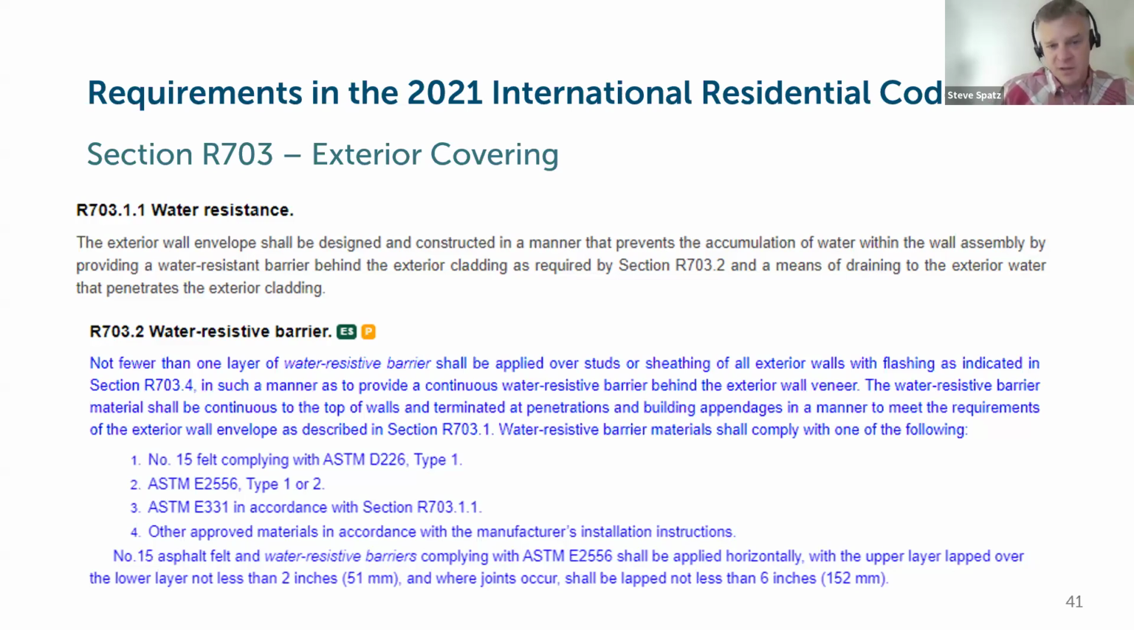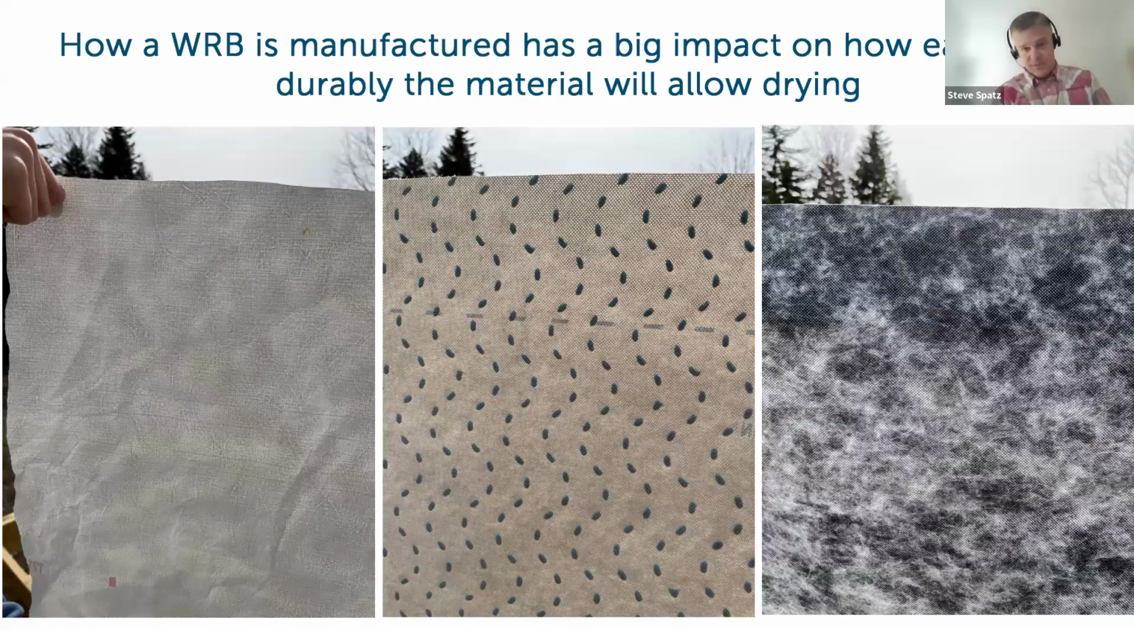15-pound felt is considered a code compliant WRB, and then there are ASTM standards for testing of other materials or other products that may be used as a WRB. So there's a lot of them on the market. We don't just have Tyvek and Typar to choose from anymore. So we have a variety of different WRBs that are available now.